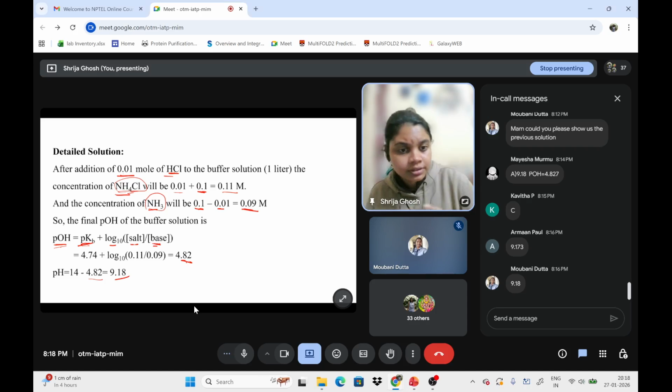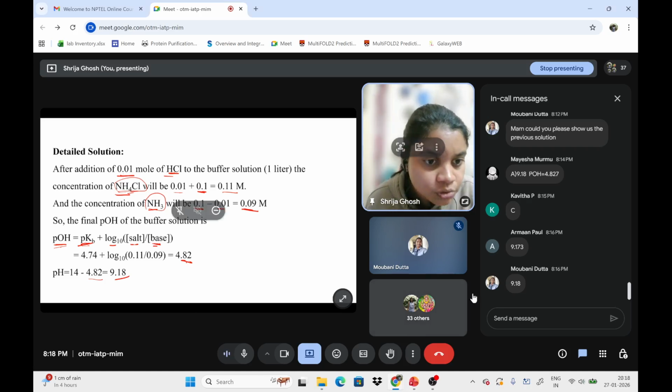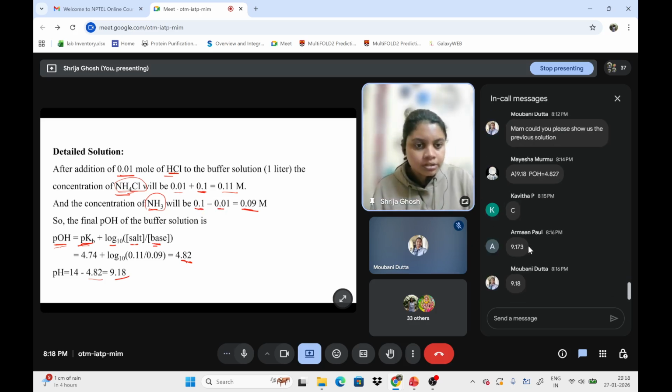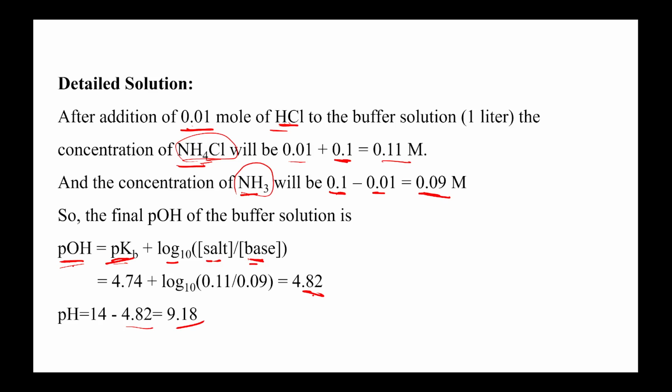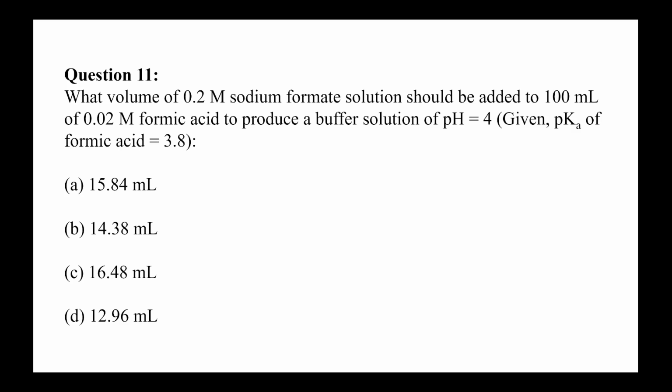Is this clear? I see two more people have responded 9.18. I hope others will also be able to get this answer. If anyone has any doubt in this question, please write it in the chat box or unmute and ask. Okay, so the correct answer is 9.18, that is option A. I'll move to the next question.